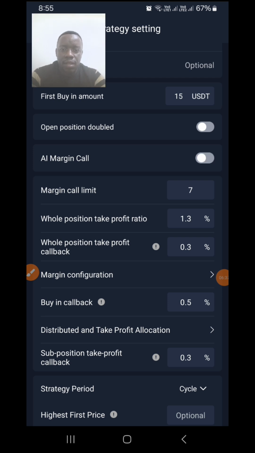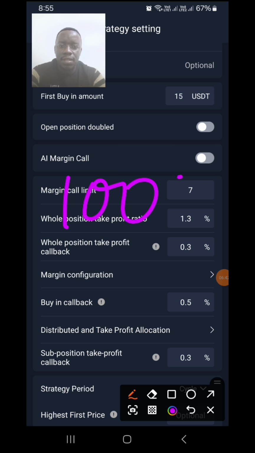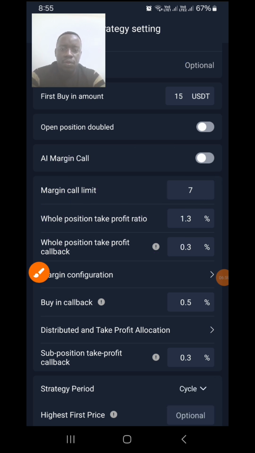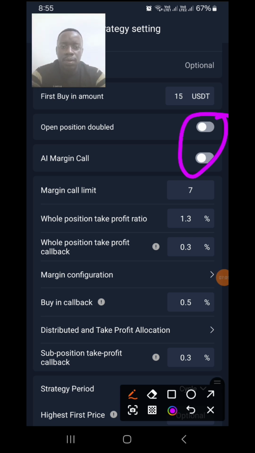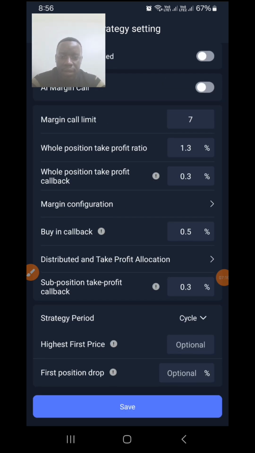Already we said we're going to use 1,000 capital. As I told you guys, this strategy works for every amount of capital. Just understand how I do it on my calculator, then you can apply it to any amount of capital. So in our strategy, these two buttons are off. We'll get the first buying amount after. Let us first go to the calculator, then we come back.